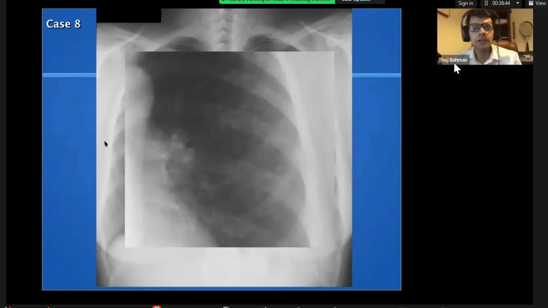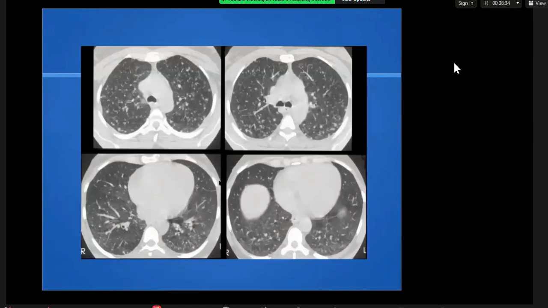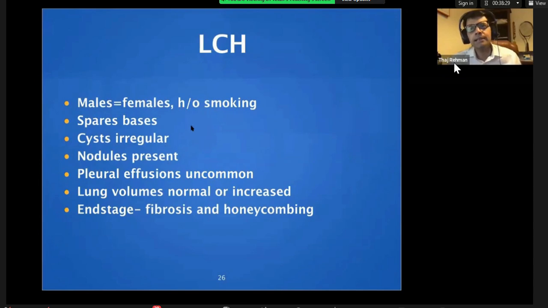Yeah, sarcoid, the previous differential, sarcoid, LCH, subacute hypersensitivity pneumonitis, silicosis. Sure, yeah. So that's HRCT showing multiple centrilobular nodules. So this is actually LCH. Briefly about LCH, equal gender ratio. There will be a history of smoking. Spares the bases. They become nodules first, and then they become cystic. Cysts are irregular and non-uniform. No pleural effusions. Lung volumes are normal or increased, and end stage is fibrosis and honeycombing.